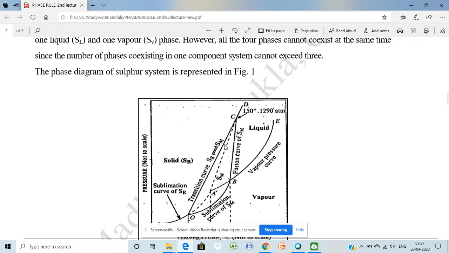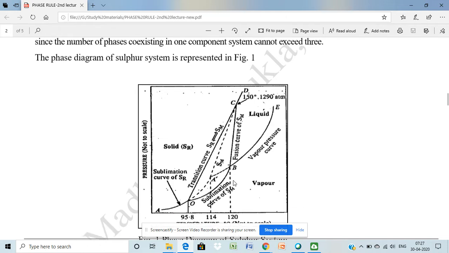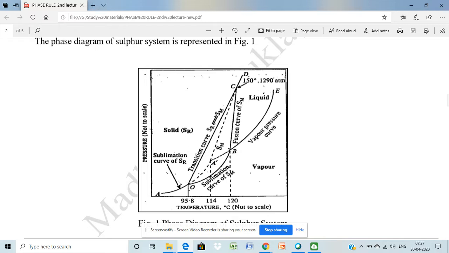If we want to convert rhombic sulfur to monoclinic sulfur, we see here that this is the sublimation curve of SR, the rhombic sulfur, and this is the sublimation curve of the monoclinic sulfur. This is the transition curve from rhombic sulfur to monoclinic sulfur. This is the vapor curve where both sulfurs exist in vapor form, and this is the fusion curve of SM, the monoclinic sulfur.